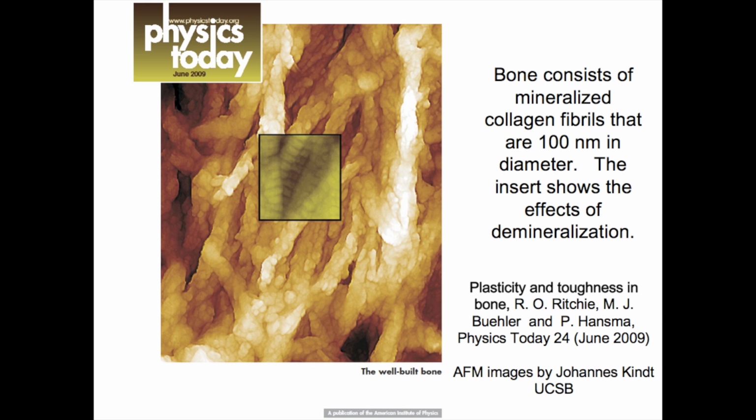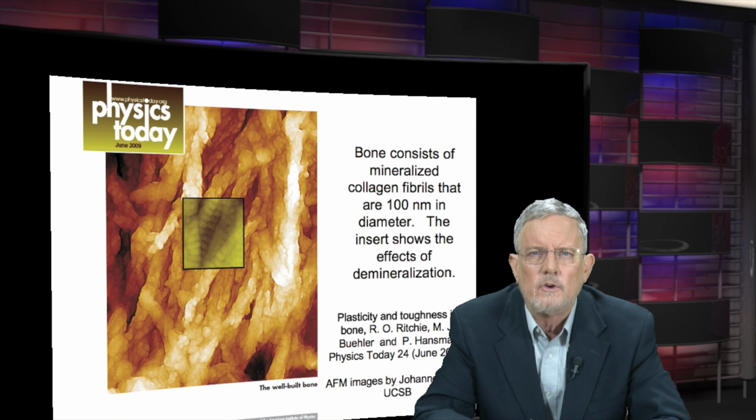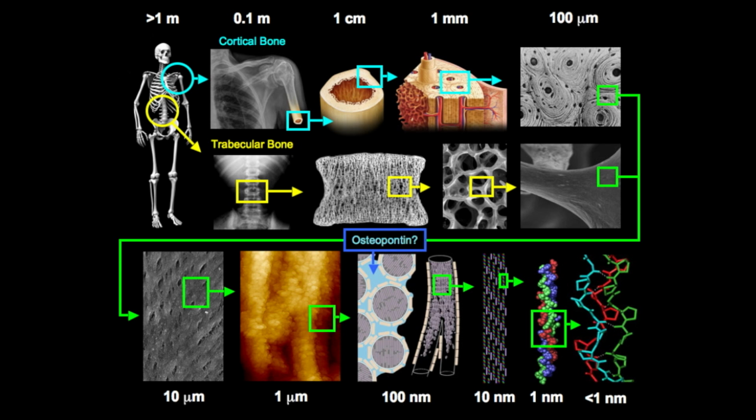We can remove the coating of mineral particles, as shown in the green insert, and then you see the banded nature of the collagen fibrils. These collagen fibrils are the same kinds that are in skin and other body tissues, but in bone they're mineralized with these plates to make the bone stiff and able to resist compressive loads and resist fracture. But let's ask where bone fractures begin.